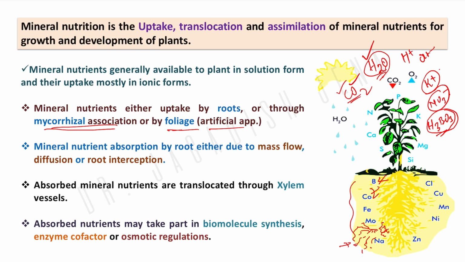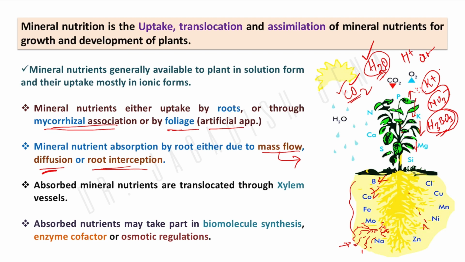Mineral nutrient absorption, as I was discussing, happens through mass flow, diffusion, and root interception. What is mass flow? Transpiration is a process which goes on most of the time in a day. Due to transpiration, there is a transpiration pull gradient or water deficit gradient. That means the atmosphere has less water, so it pulls water from the foliage, from the xylem, from the root system, from the soil.